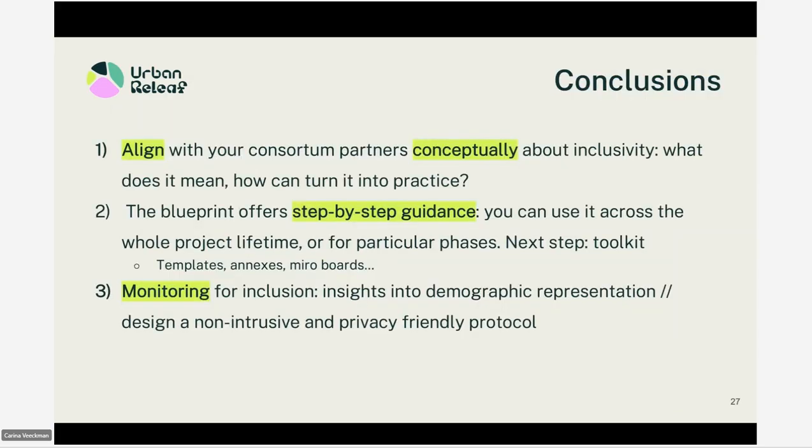With that, I would also like to end with three main recommendations. The first one is to align with your consortium partners conceptually about inclusivity, like we did, to reflect on what we mean by inclusive citizen science, which specific target groups we are focusing on, and what type of vulnerability you are focusing upon. The next recommendation is that you can use our blueprint also in other teams or contexts, as it offers step-by-step guidance on how to do citizen science. You can use it across the whole project lifetime, but also for particular phases.